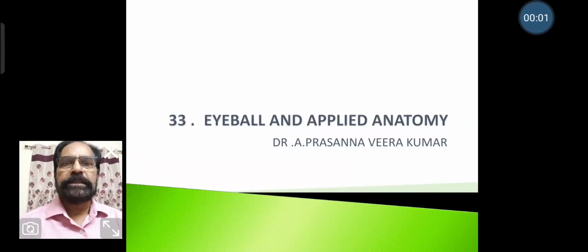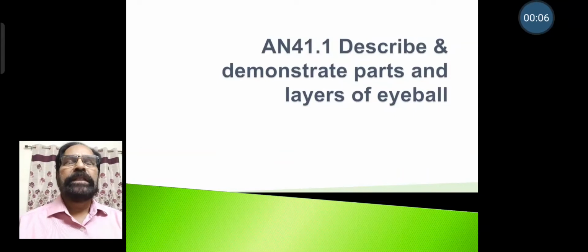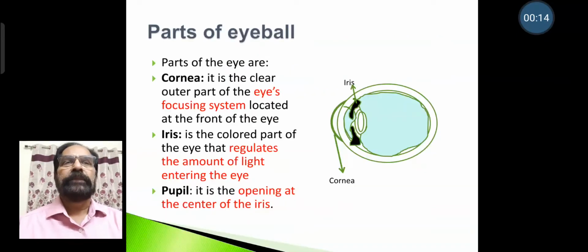Eyeball and its applied anatomy. So in this we will be discussing the competency: demonstrate the parts and layers of eyeball. Parts of eyeball.